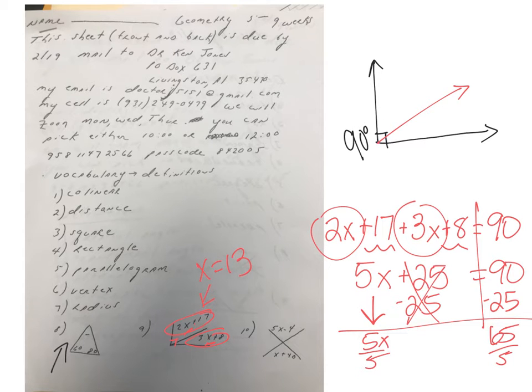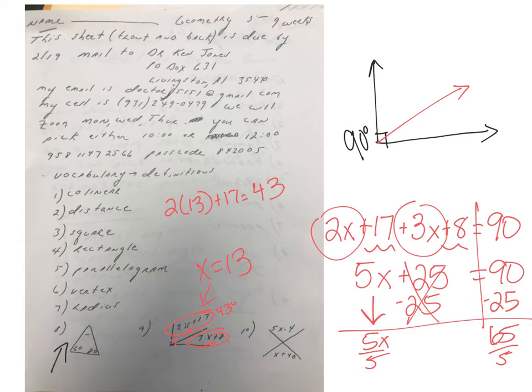Now, the question here is not very detailed about whether they want the value of x or the value of each angle. But the x value would be 13. If you needed the value of the actual angles themselves, you would substitute that 13 in place of x in both of these expressions and then solve. So for this 2x plus 17, you do 2 times 13 plus 17. 2 times 13 is 26, plus 17 would be 43. Which means this angle is 43 degrees.